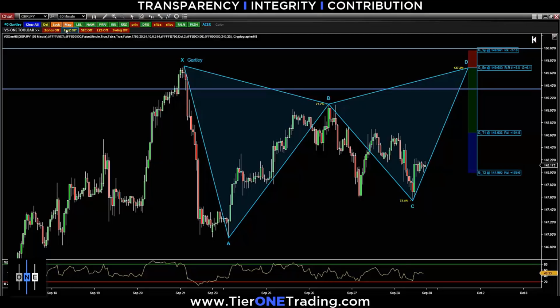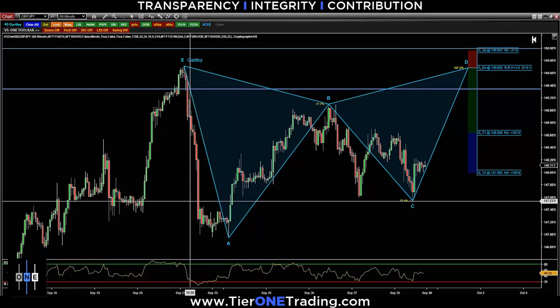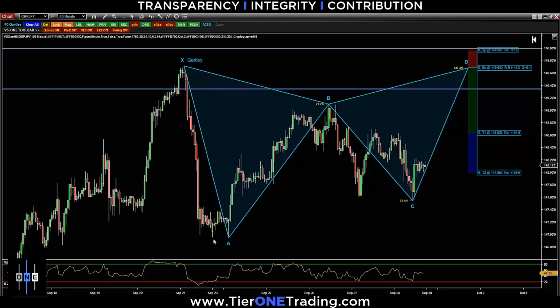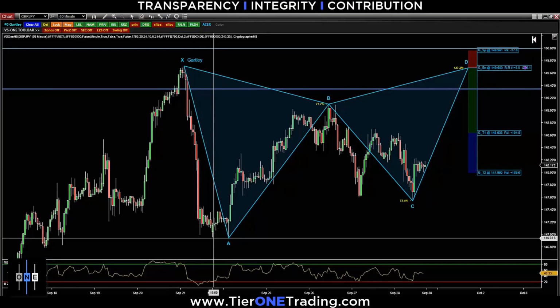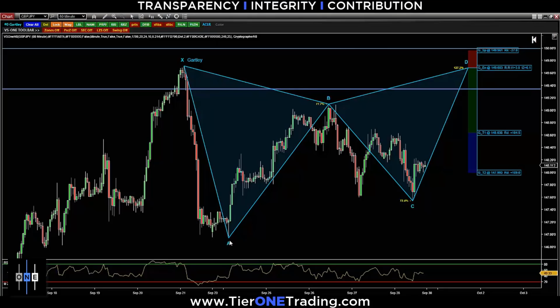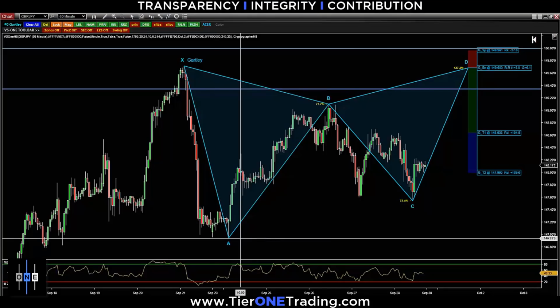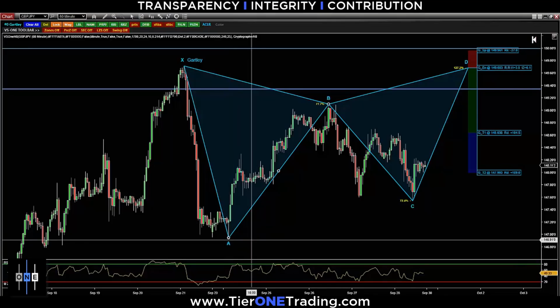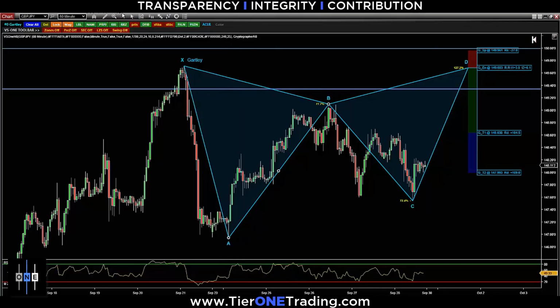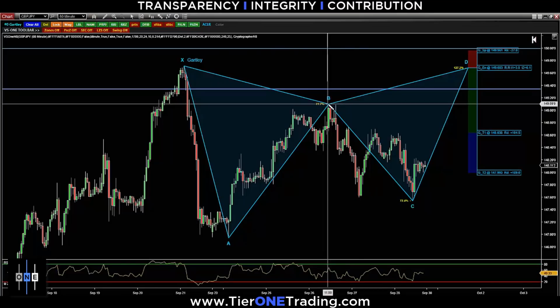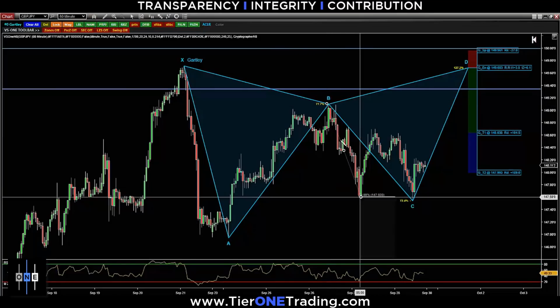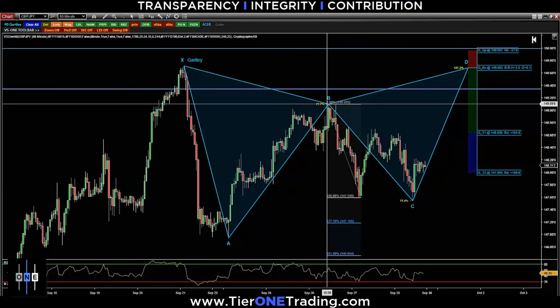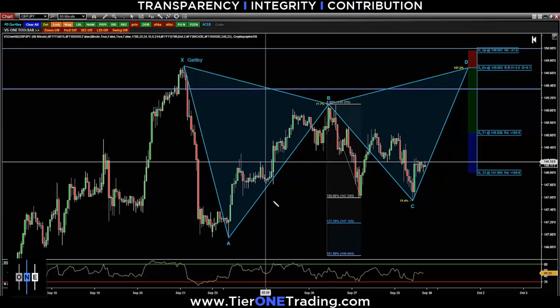What can I say? Now, what we also have here is another potential Gartley pattern setting up. If we take a look here, let's just take my Fibonacci extension out. Give me a second to do this. Yep. We're going to have another pattern formation setting up, and it's going to look like this.